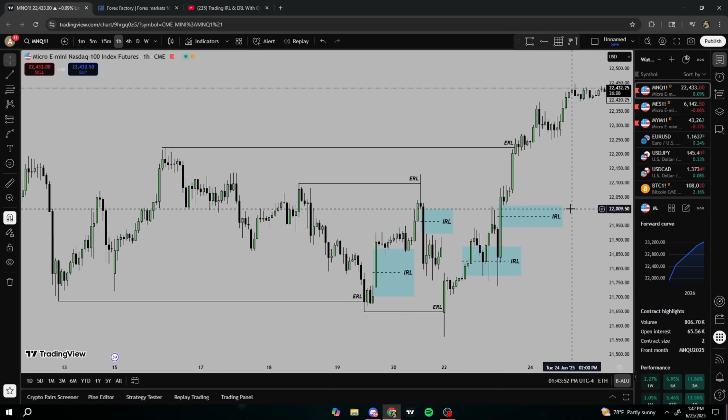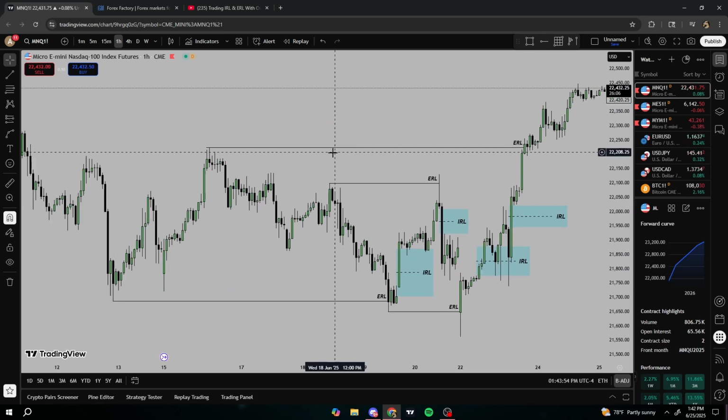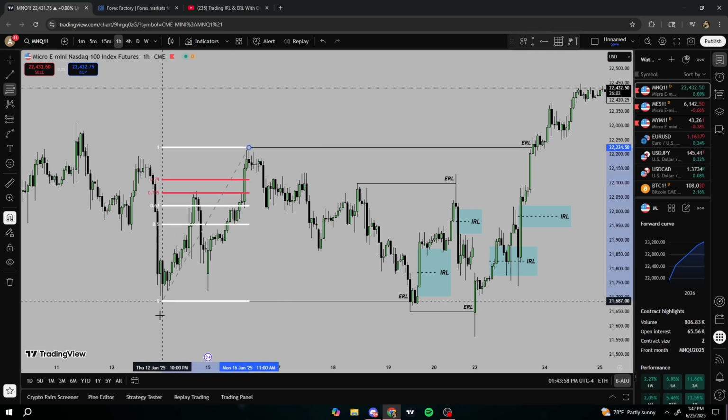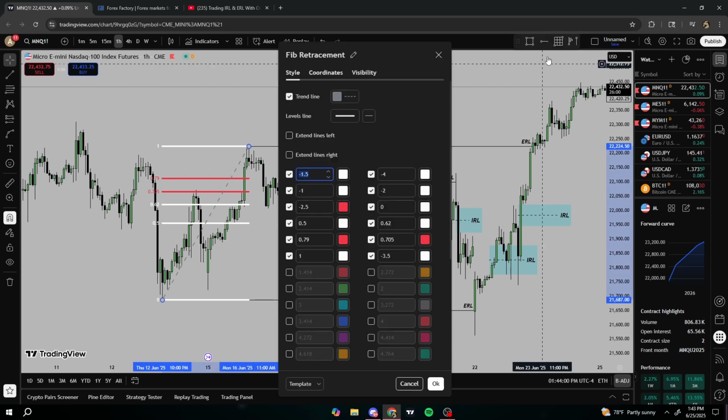So this is the last week-ish or so in price. We have this range here, this low to this high, premium discount, right? Holy shit, why is that so big?